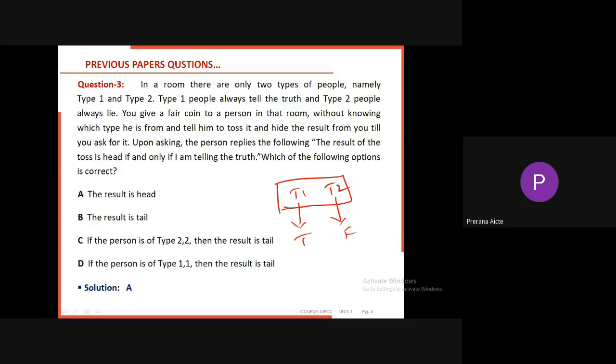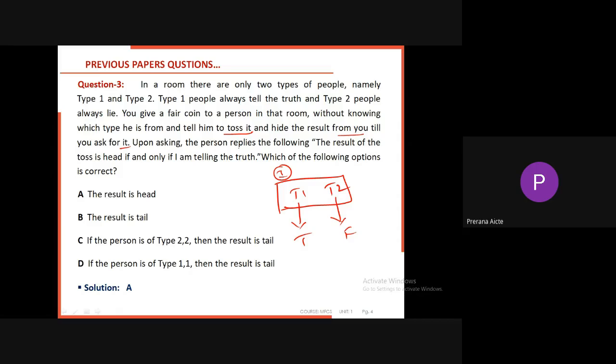Now you give a fair coin to a person in that room. Let us say a coin is given to any one of the persons in this particular room. We don't know who that person is, whether he belongs to T1 or T2. So we give a fair coin to the person without knowing which type he is, and tell him to toss it and hide the result from you till you ask for it.